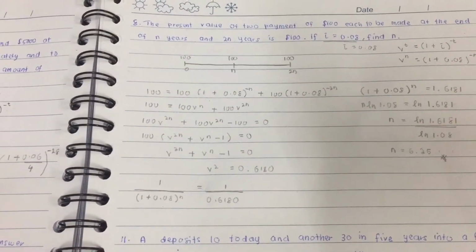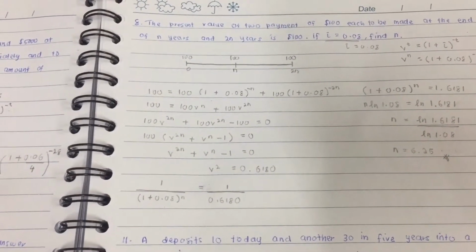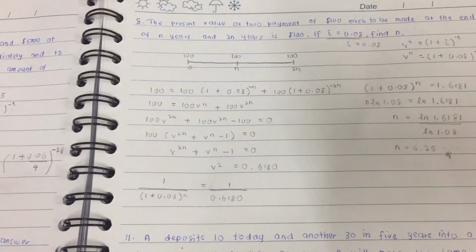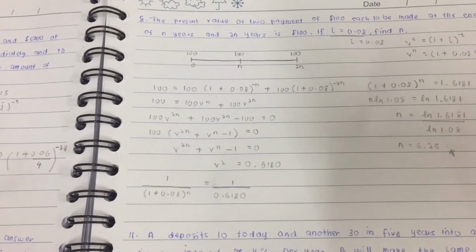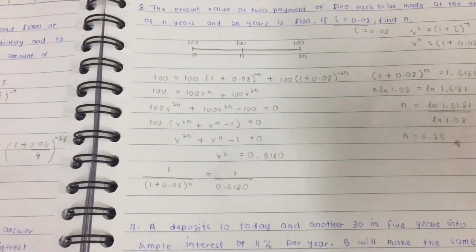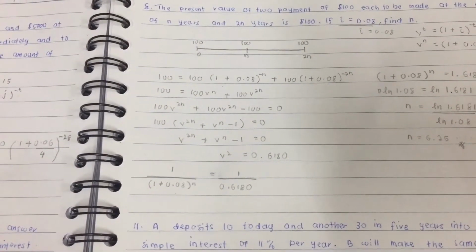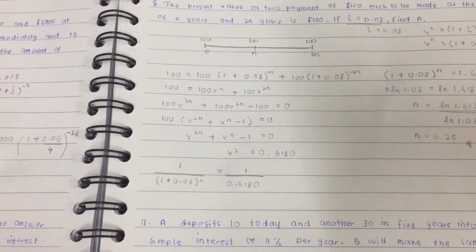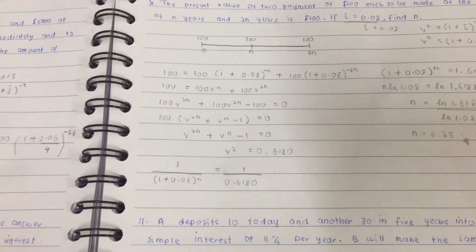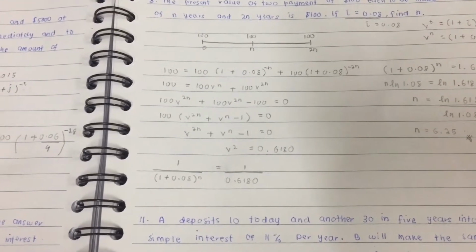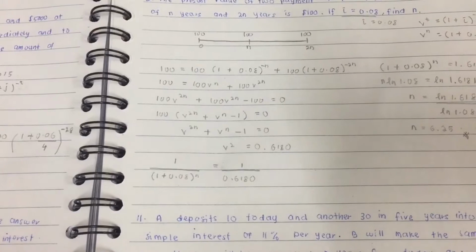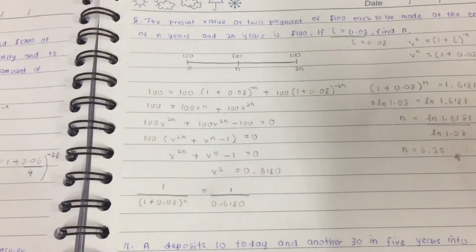100 sama dengan 100 darab dengan (1 tambah 0.08) power negative N tambah dengan 100 darab dengan (1 tambah 0.08) power negative 2N. Lepas tu selesaikan kat dalam tu. Lepas tu kita pindahkan 100 tu dekat sebelah, kita samakan dengan kosong. Lepas tu dapat V^N dia sama dengan 0.6180.